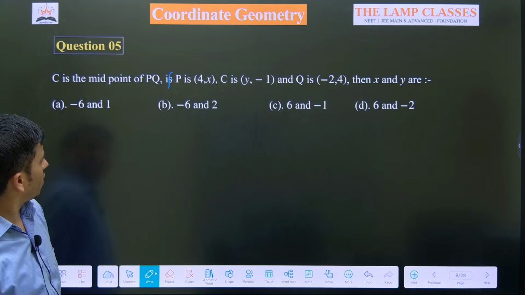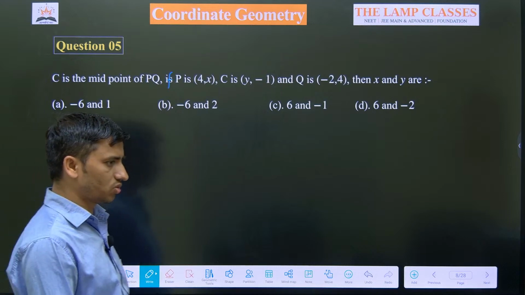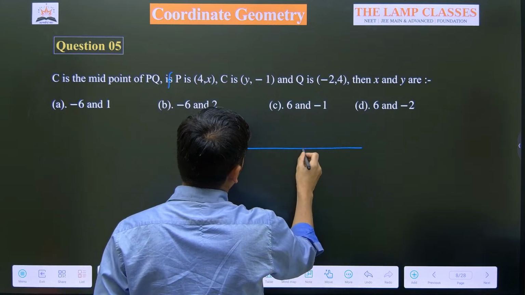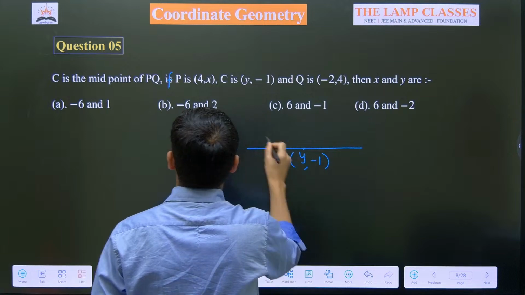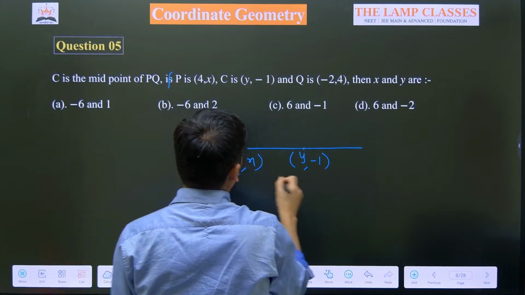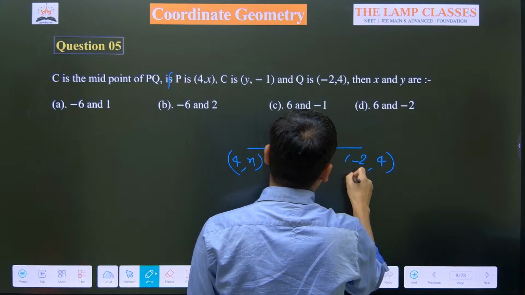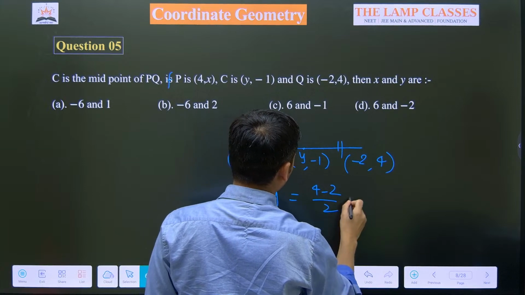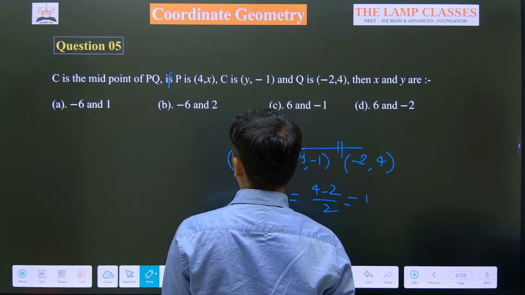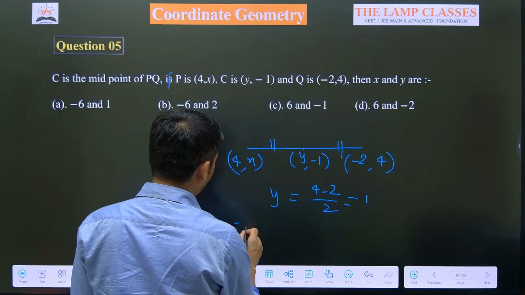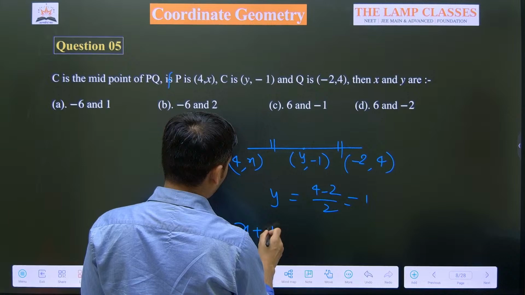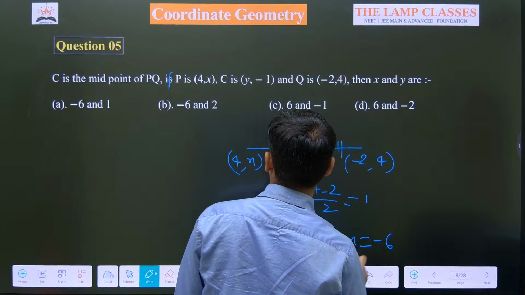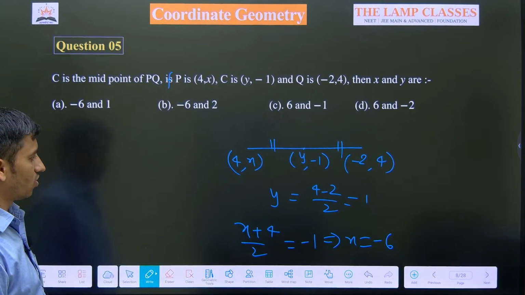So C is the midpoint of PQ. That's too easy, right, guys? Are we able to answer? So C is the midpoint this time. So it's y comma minus 1, and this point P is 4 comma x, Q is minus 2 comma 4, right? Apply the midpoint formula. So y has to be 4 minus 2 upon 2, which is 1, right? And x plus 4 by 2 is equal to minus 1. Cross multiply, so you will get x is equal to minus 6, right? So we are getting x is equal to minus 6 and y 1.